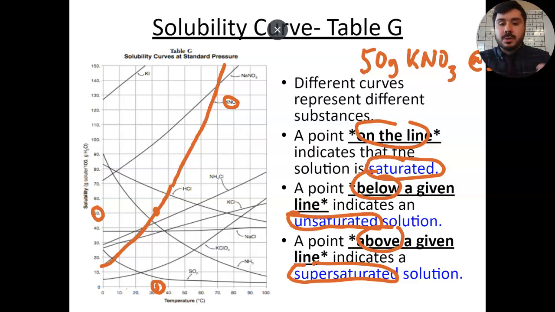So again, here we go. Start out below the line. If you have a plotted point on your graph that's below the curve, unsaturated. On the line or on the curve is saturated. Above that curve is unsaturated. Sorry, I just said unsaturated. I meant supersaturated. So let me say this again. Below the line, unsaturated. On the line, saturated. Above the line is supersaturated. Okay, there you go.